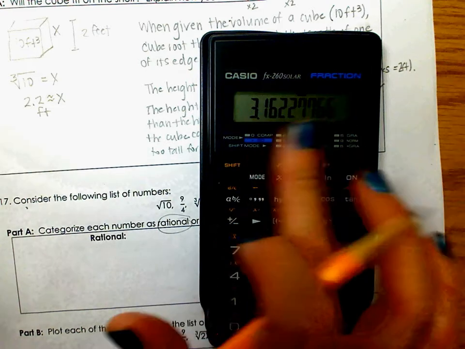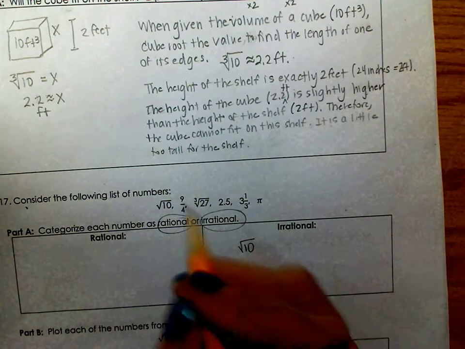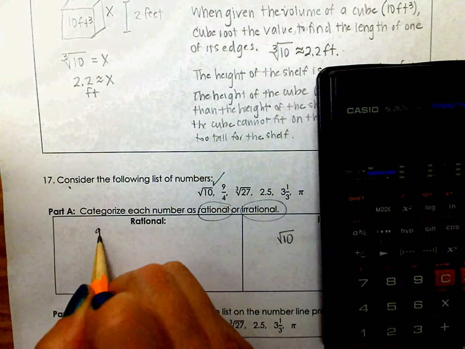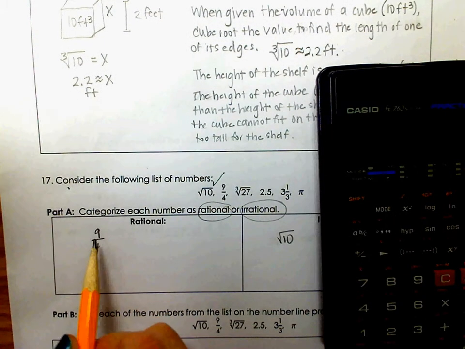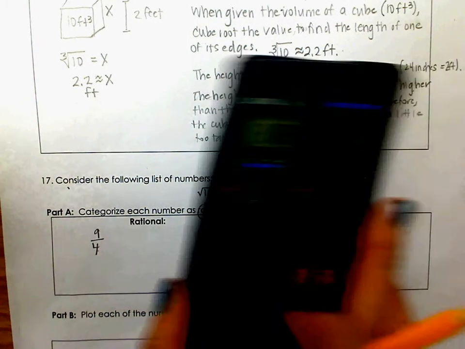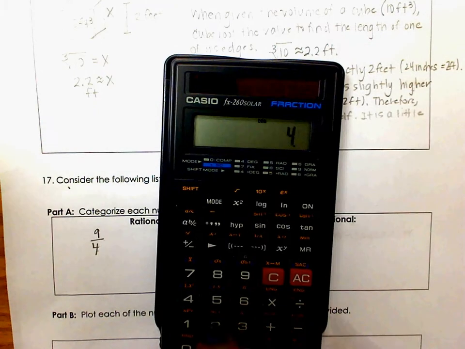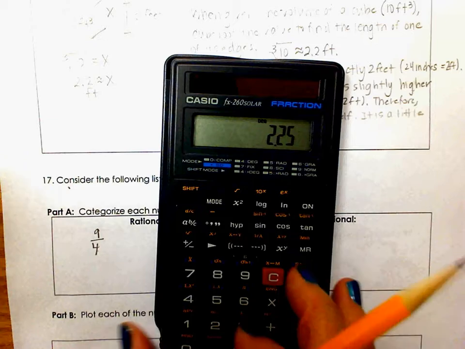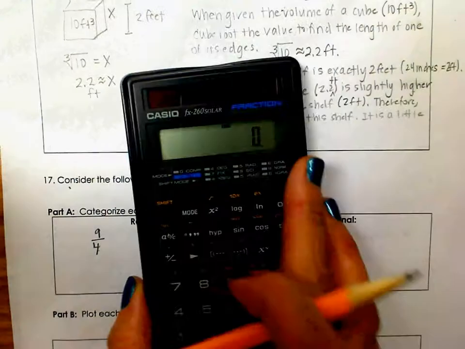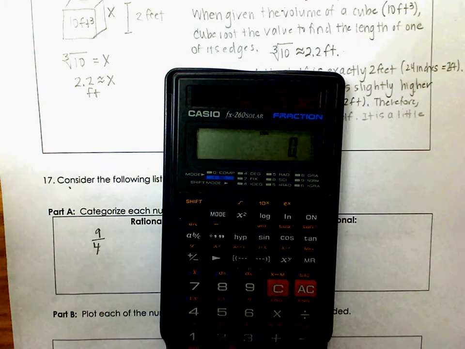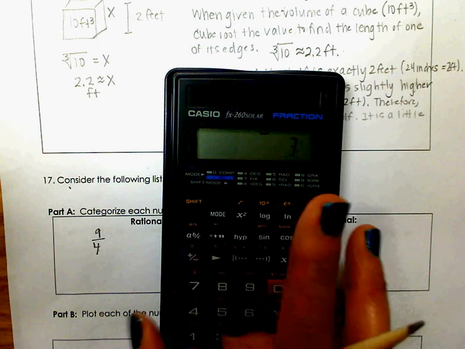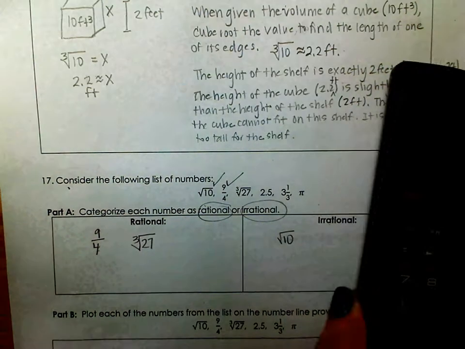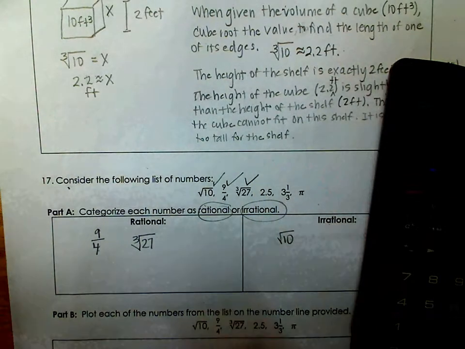So that's done. Now let's look at 9 over 4. Well, you should be able to know that 9 over 4 is rational because 9 is an integer dividing by another integer. So let's see the decimal equivalency of it. 9 divided by 4 is a terminating decimal, which we also know is a rational number. Cube root of 27, okay, let's take the cube root. 27, shift, plus minus, that's 3. That's rational because the cube root of 27 is an integer, okay? 2.5, that's a terminating decimal, and therefore it belongs here.